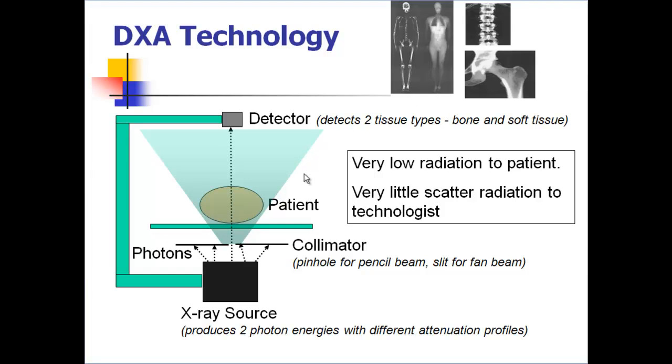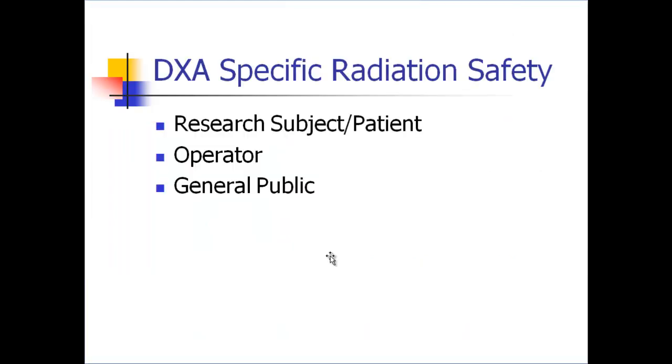Of course, soft tissue is made up of all different types of densities of tissue, and the software within the DXA system can distinguish between the different types of tissue, especially fat and lean tissue, based on those attenuation profiles. DXA specific radiation safety in terms of research subject and patient, operator, and the general public will now be discussed.